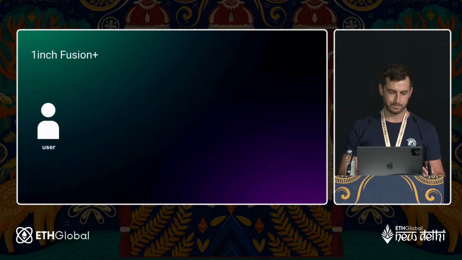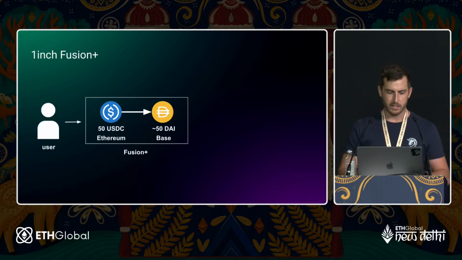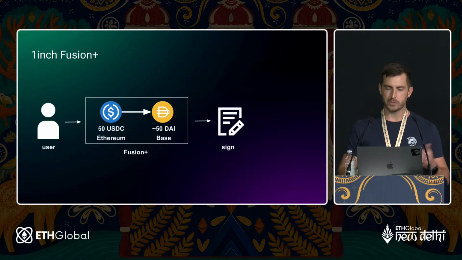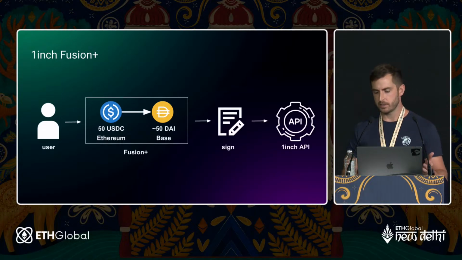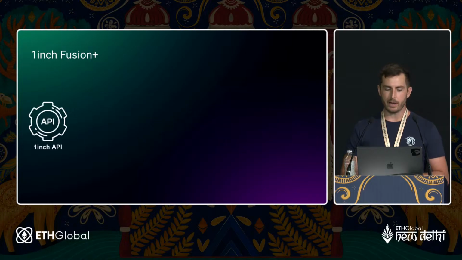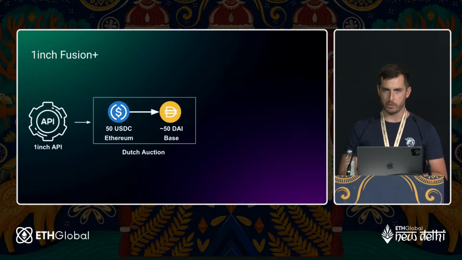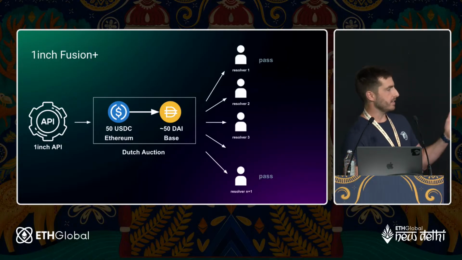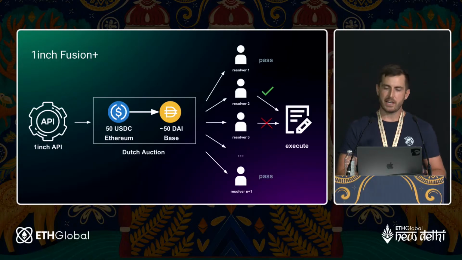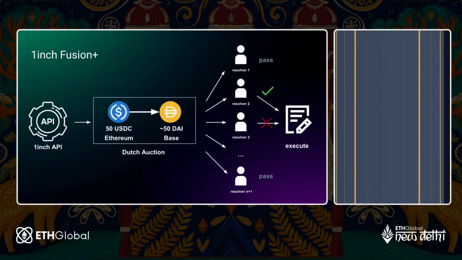So let's look at an example. We have the user, and it's just like a classic Fusion swap. They're swapping 50 USDC to 50 DAI from Ethereum to Base. The user signs the order, it gets sent to our API. The API then posts it to our order book, and the Dutch auction commences. The resolvers will then compete to fill the order. In this case, we'll just say one resolver filled the order.